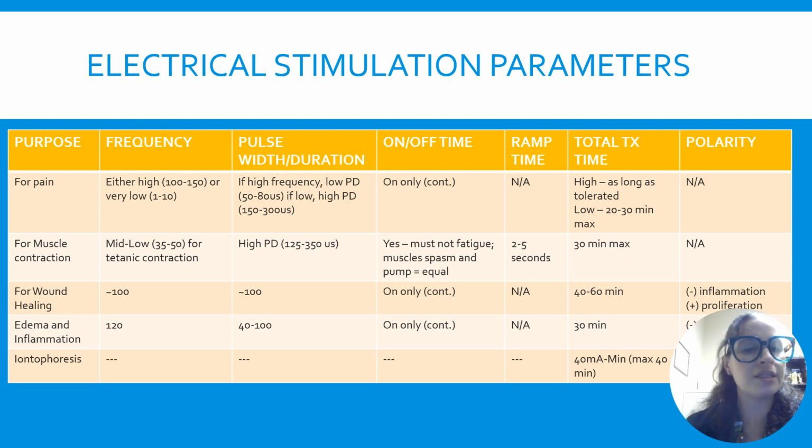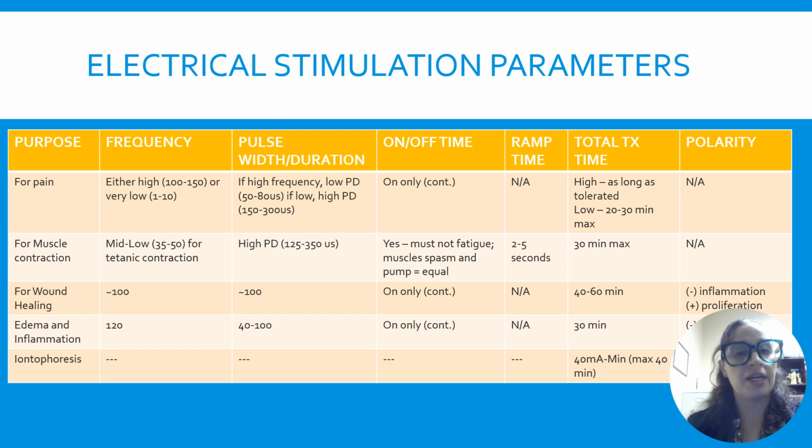But because ESTIM, NMES, muscle contraction, for NMES we always use kind of the same range, which is 35 to 50. Some will say 35 to 80, depending on what you're looking at. Your pulse width is pretty much always in the hundreds. It's always high, okay?